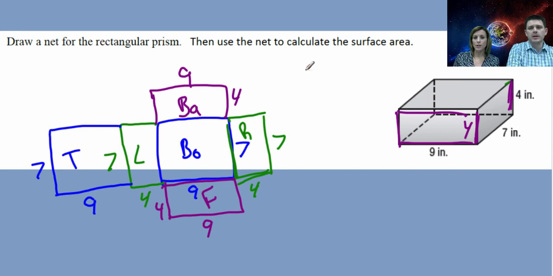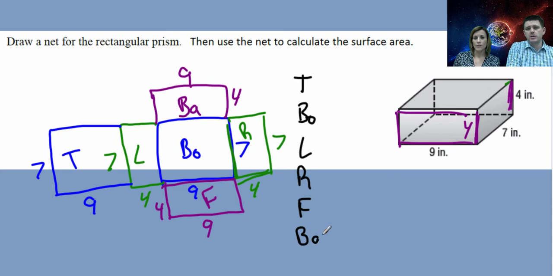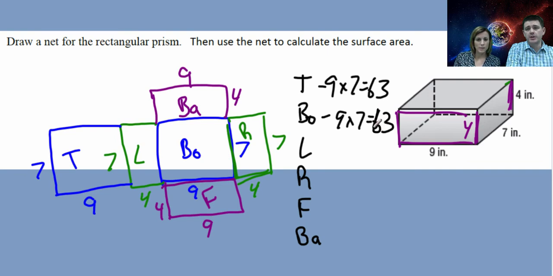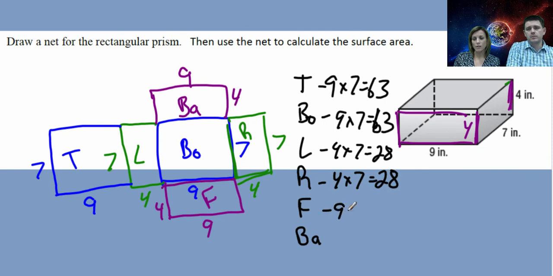I'm going to start to list out all my sides: top, bottom, left, right, front, and back. So our top is going to be a 9 by 7, which is 63 for both of them. The nice part of rectangular prisms is once you know one side, you always know its matching side. The left-hand and right-hand side is going to be a 4 by 7, which is 28. And the front and the back are going to be a 9 by 4, which is 36.